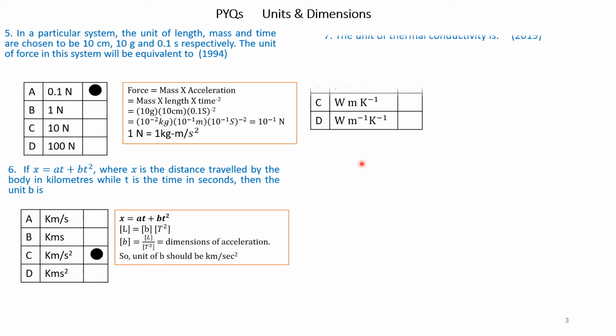Next question. The unit of thermal conductivity is, four options are given. Option A, joules meters per Kelvin. Option B, joule per meter per Kelvin. Option C is watts meter per Kelvin. Option D is watts per meter per degree Kelvin. So let us find out.